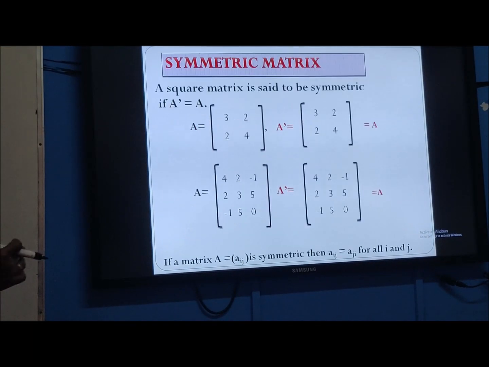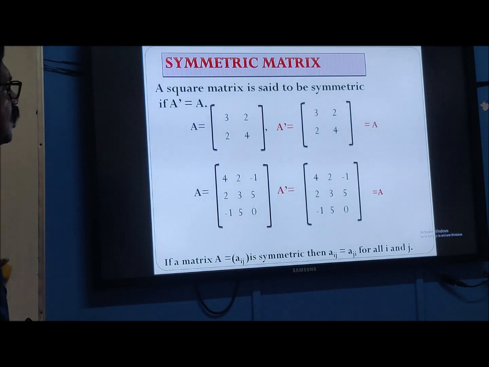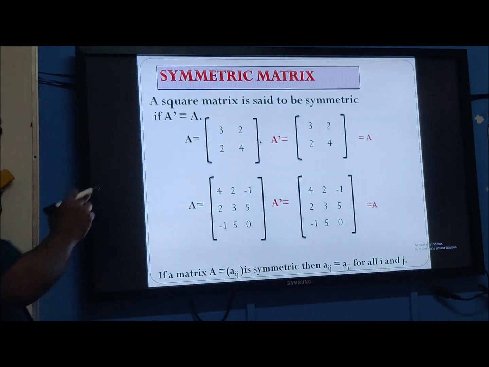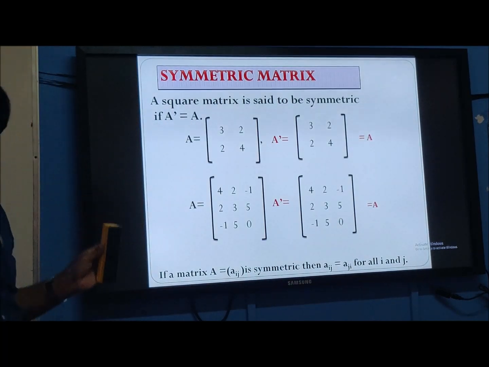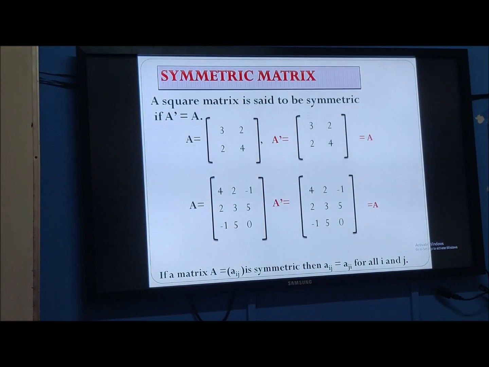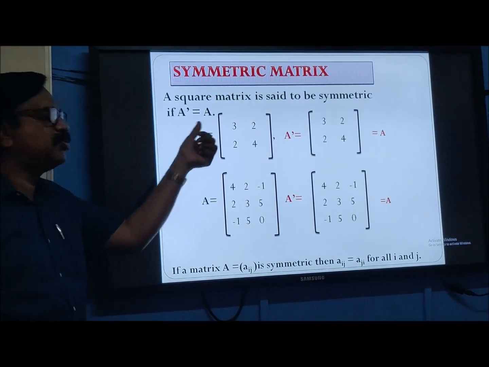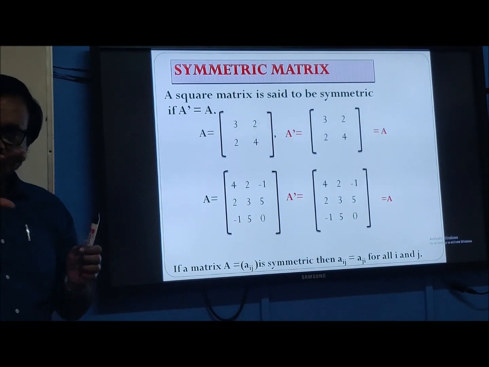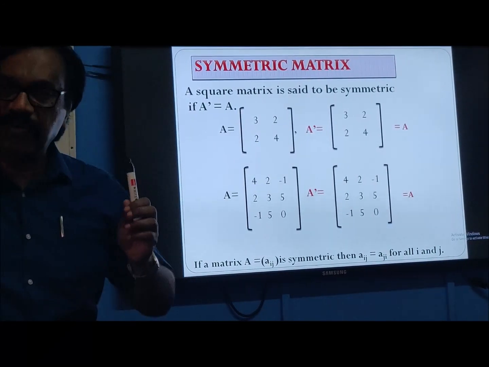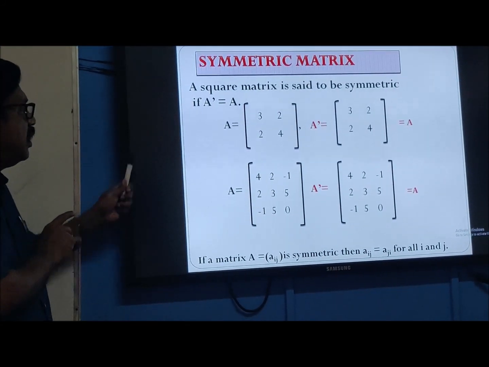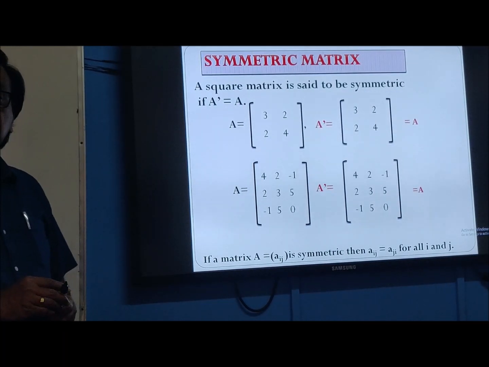Then the next, some definitions we are going to see. A square matrix is said to be symmetric if A transpose equal to A. You see the sentence? A square matrix is said to be symmetric if A transpose equal to A. If you are interchanging the rows and columns of the given matrix, if you are getting the same matrix as the answer, then that matrix is a symmetric matrix.